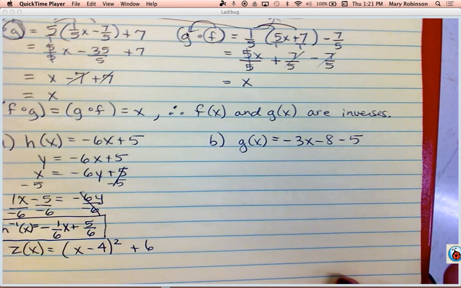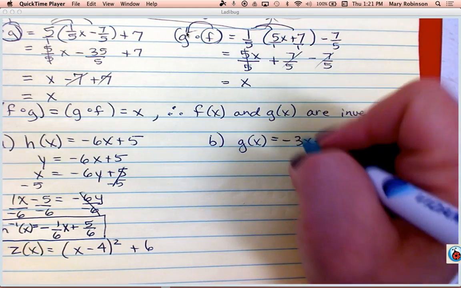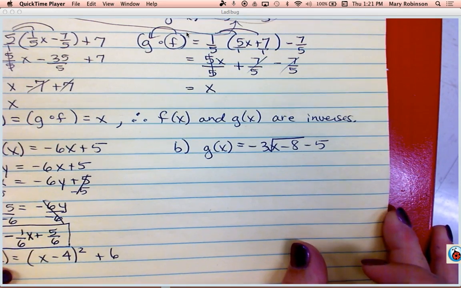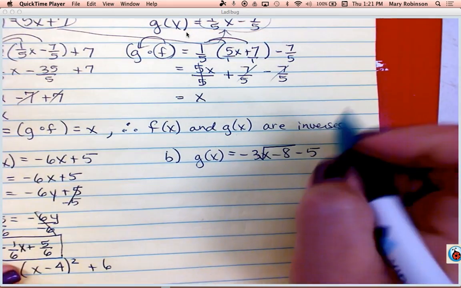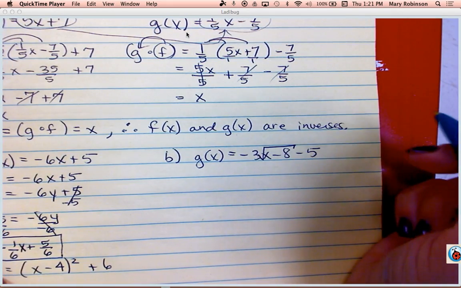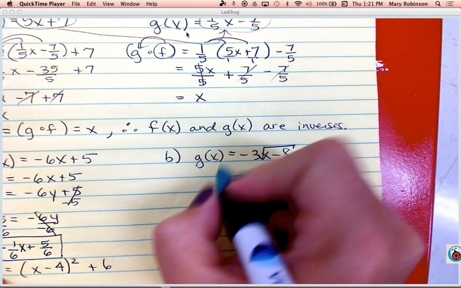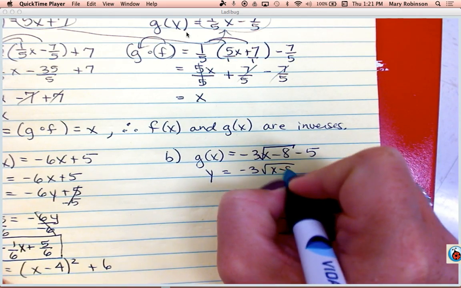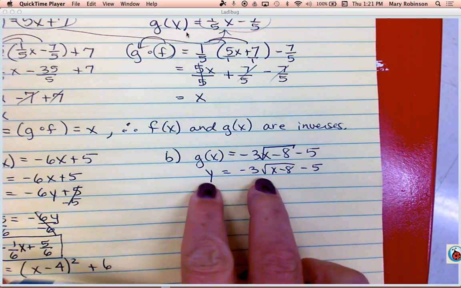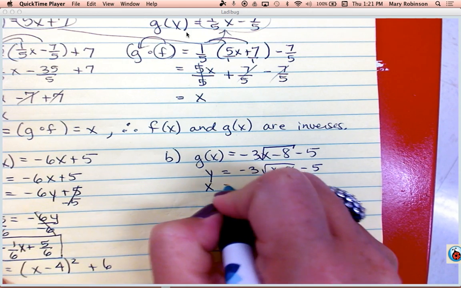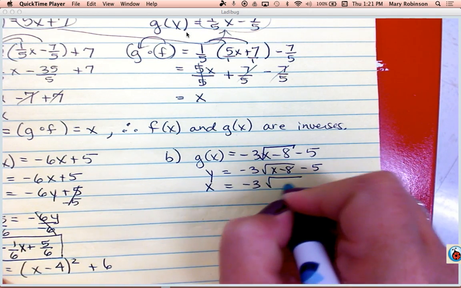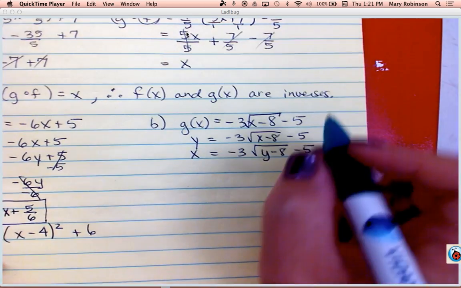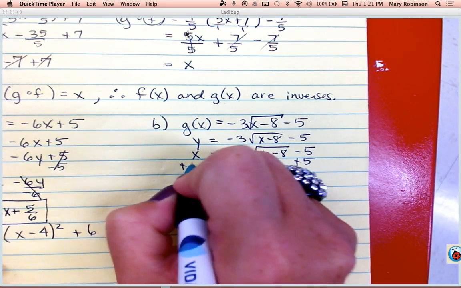For part B, this is a square root function. So we've got negative 3 times the square root of the quantity x minus 8, subtract 5. So likewise, we're going to follow those same steps. Y equals. If you want to go ahead and skip to step 2 and switch those, that's perfectly fine. And our job is to get y by itself. So we want to add 5 to both sides.